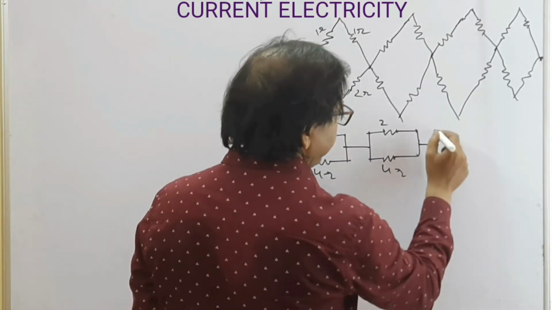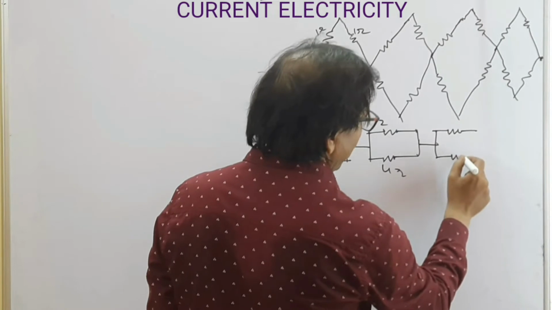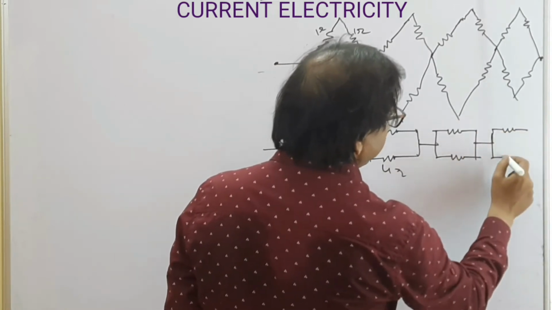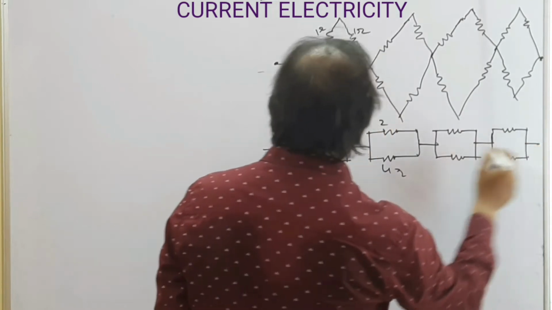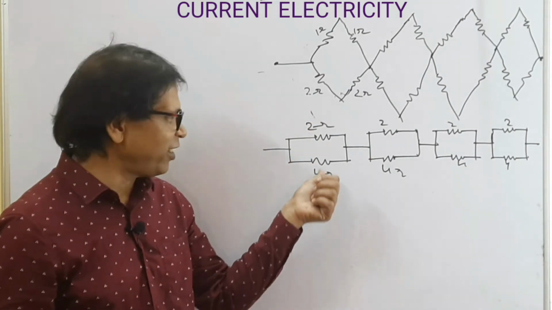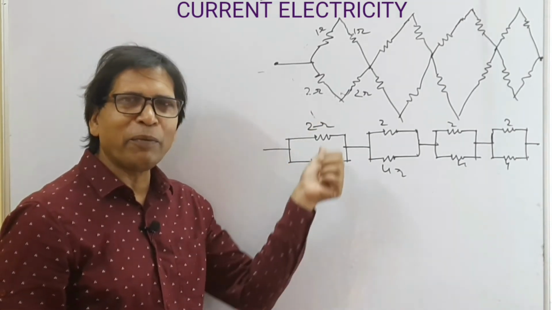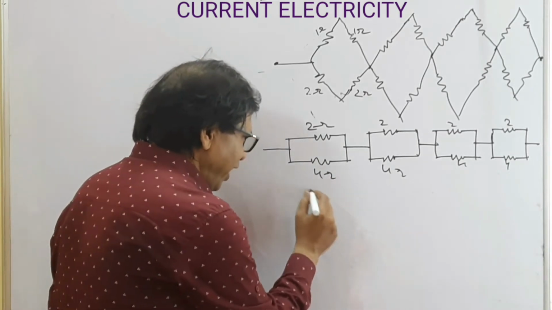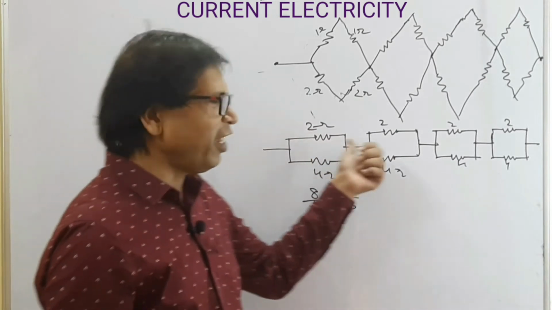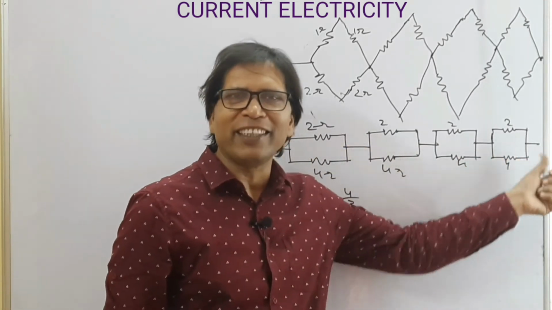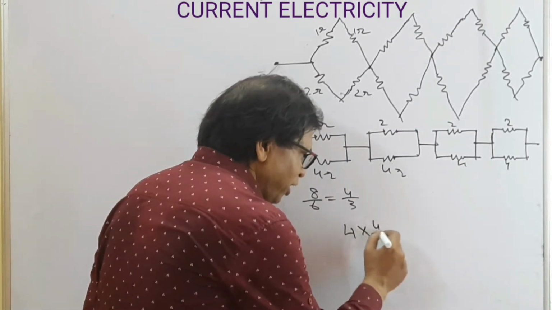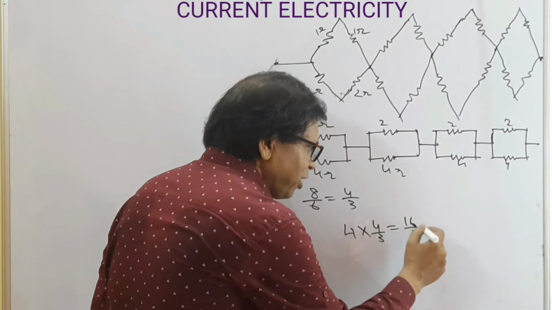In the same way, look at this: this is the 1, 1, 2, and this is the 2, 2, 4. The equivalent resistance of these is 2 into 4 divided by 2 plus 4, so 8 by 6, that is 4 by 3. Now 4 by 3, 4 by 3, 4 by 3, 4 by 3 are in series. So the equivalent resistance becomes 4 into 4 by 3, so this is 16 by 3 ohm.